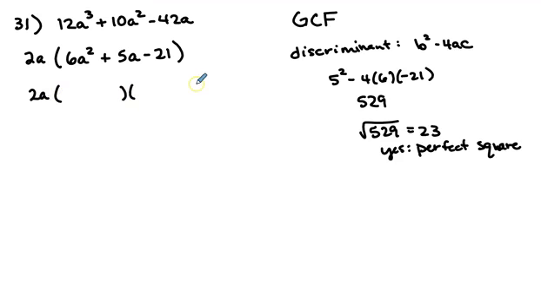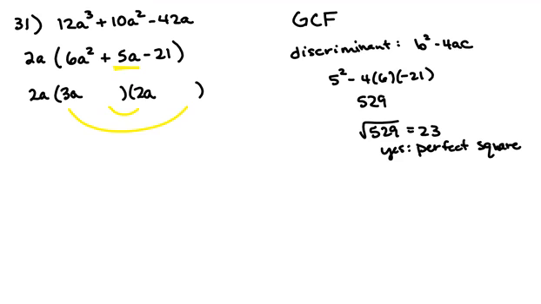Now from here it's going to be a bit of guess and check, because to get 6 you could try 2 and 3, 3 and 2, 6 and 1, 1 and 6. Just start with something. I'm going to do 3a and 2a. And then to give you negative 21, you could do negative 7 and positive 3, positive 7, negative 3. You could switch them around, 21 and 1. Okay, there's a lot of options, but remember, when you multiply the insides and the outsides, you should end up with plus 5a.